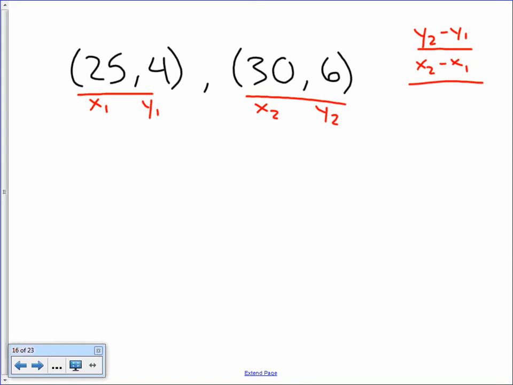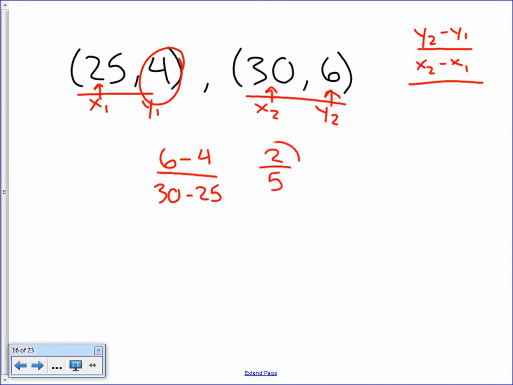So if you start off looking at the formula, notice at the top we got y2 minus y1. Well, which one is y2? We designated y2 as 6. So 6 minus y1, but y1 is 4. So 6 minus 4 divided by x2 minus x1. So x2 is 30 and x1 is 25. So on the top we have 6 minus 4, which will give me 2, and then 30 minus 25 will give me 5. So 2 over 5 for a slope on that one.